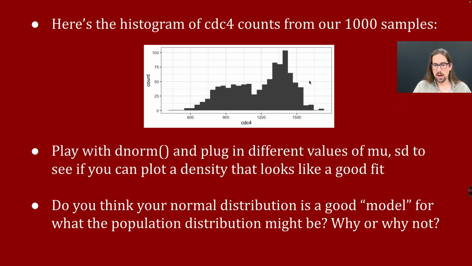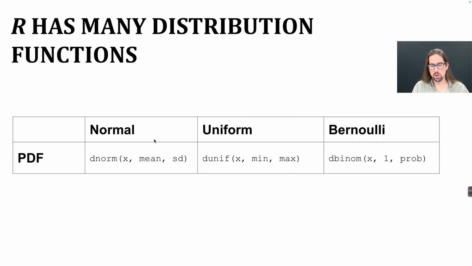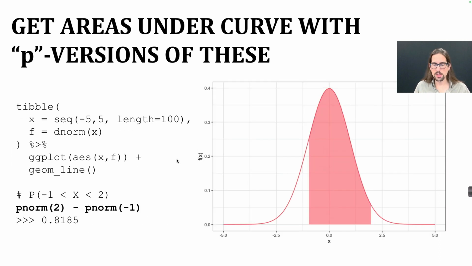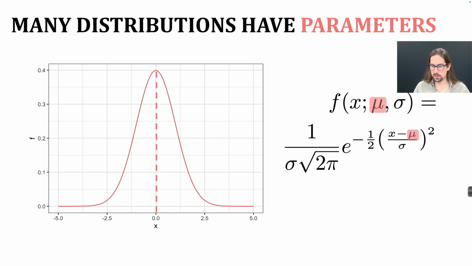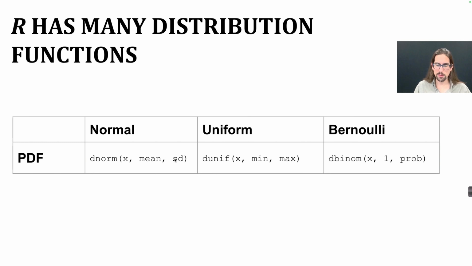So let's say this is the histogram of counts that we got from our samples. I just want you to play with dnorm, plug in different values of mu and SD to see if you can plot a density that looks like a good fit. So back here, when I was showing you how to calculate the value of the density at a particular point, I said ignore these things for now. Well, now we know what they are, right? These things actually correspond to the values of the mean and the standard deviation that we want. So in R, if you want to specify them, you just have to put optional values for these two arguments. If you don't specify them, this defaults to 0 and this defaults to 1.